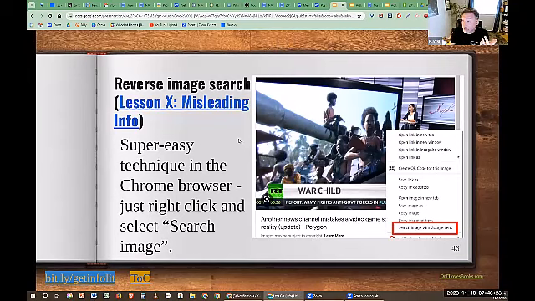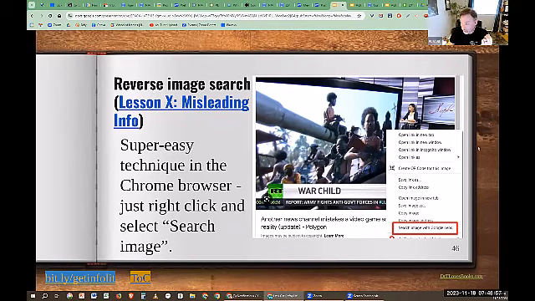Like one on misleading information that talks about reverse image searches. I got this information from the News Literacy Project, which has some great free resources, which we'll talk about in a minute. But it's super easy to do a reverse image search. This is an example they shared: this picture was used as part of an international news broadcast about children fighting in an uprising against their government. And it's actually a picture from a video game.